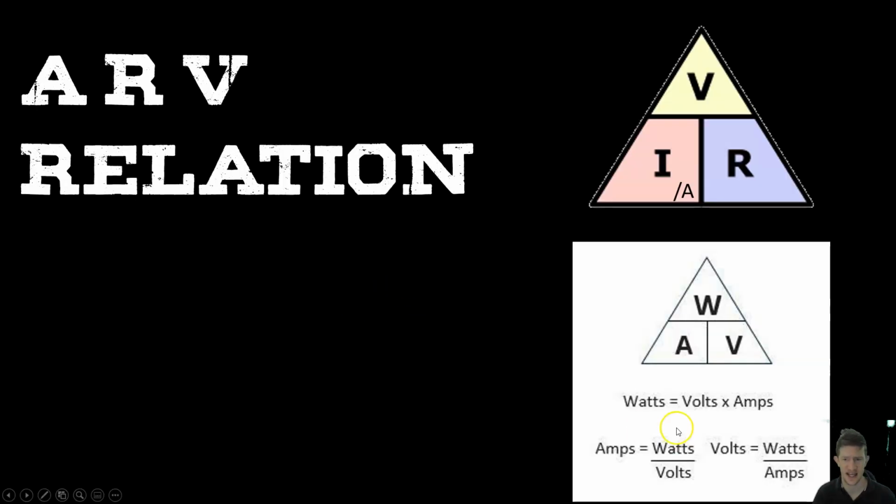Sometimes you'll see these ARV style triangles. And this is where I said in the last lesson that sometimes they'll switch out the I and the A. So I've called it an ARV, when technically it should be sort of an IRV or a VIR equation. But again, as long as you remember that the A is interchangeable with the I, because A is amps, the actual unit, but current is the symbol I.